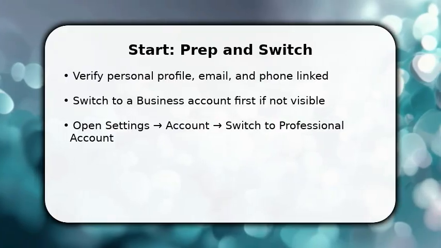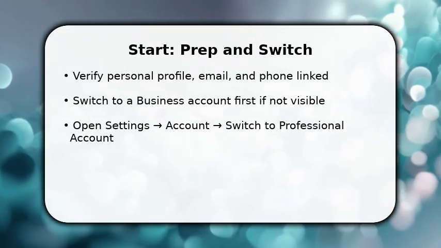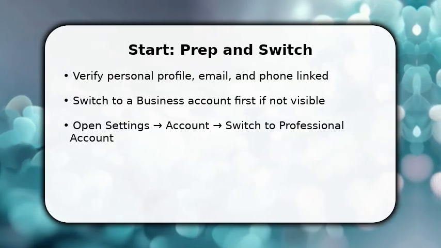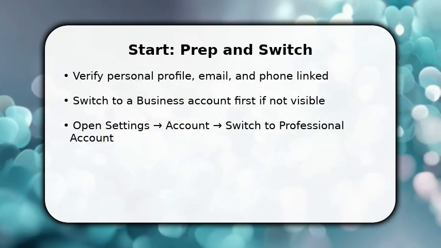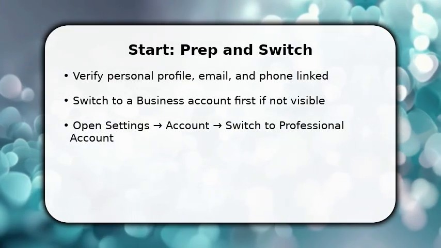You start by confirming essentials. Your profile is public, contact info is correct, and you have the Instagram app updated. Once done, go to Settings, choose Account, and select Switch to Professional Account. Pick Business if Creator isn't showing yet.